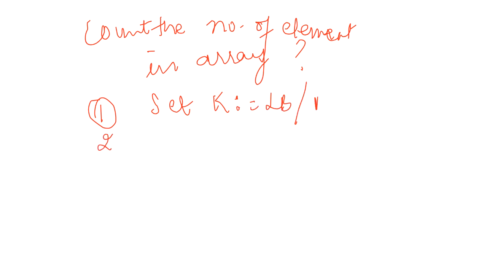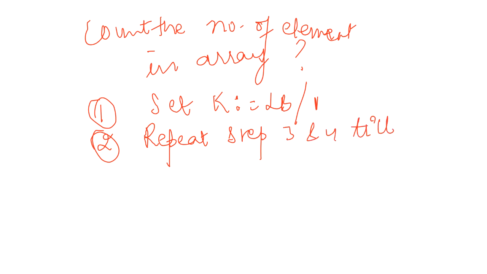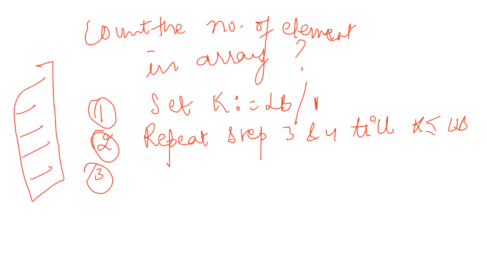Then the second step would be to repeat steps 3 and 4 till what? Till your K remains less than or equal to the upper bound. You have to do what? Since you are going to count the number of elements in the array, I'm just giving you the example of how to write the algorithm. Now, when I'm talking about counting the number of elements in the array, I have to access each element and then add it to my count variable. Initially, my count would be 0.